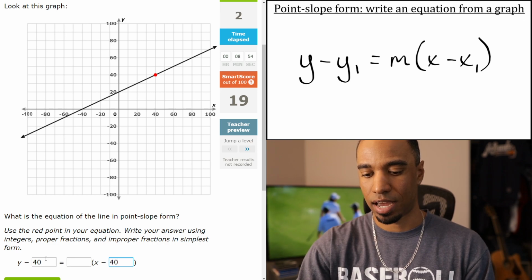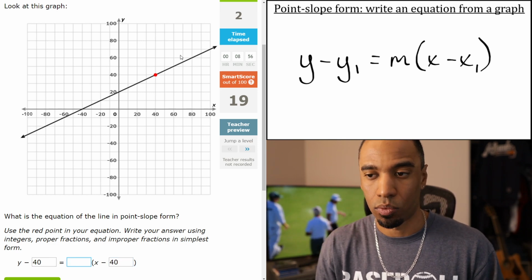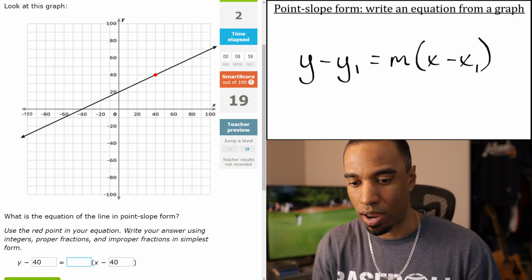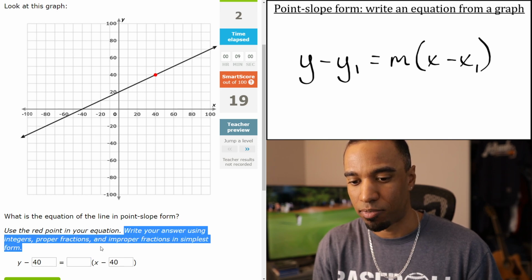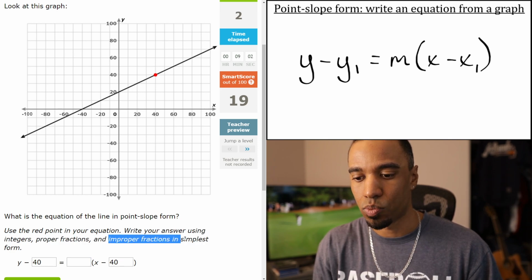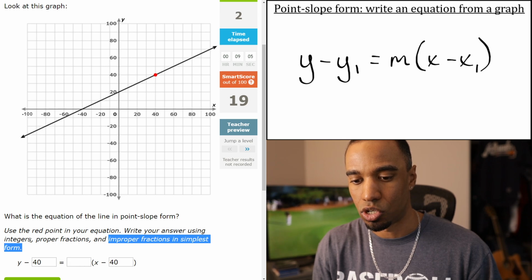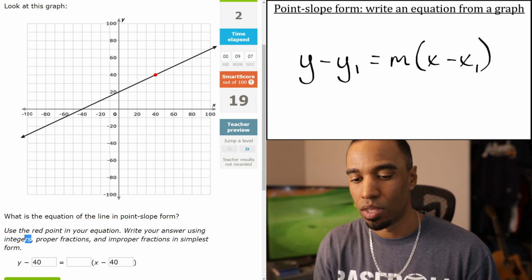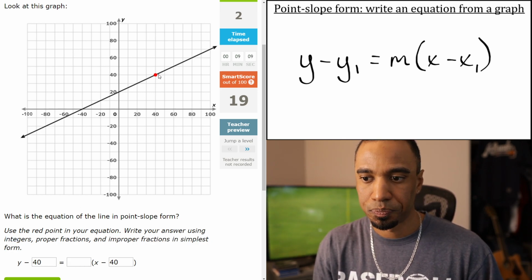40 will go here for x1. I need to find slope. I want to reduce that slope as well. As they say, write your answer using integers, proper, and improper fractions in simplest form. I always want to do improper fractions or integers personally. I'm not going to do any mixed numbers. Simplest form does mean reduced.